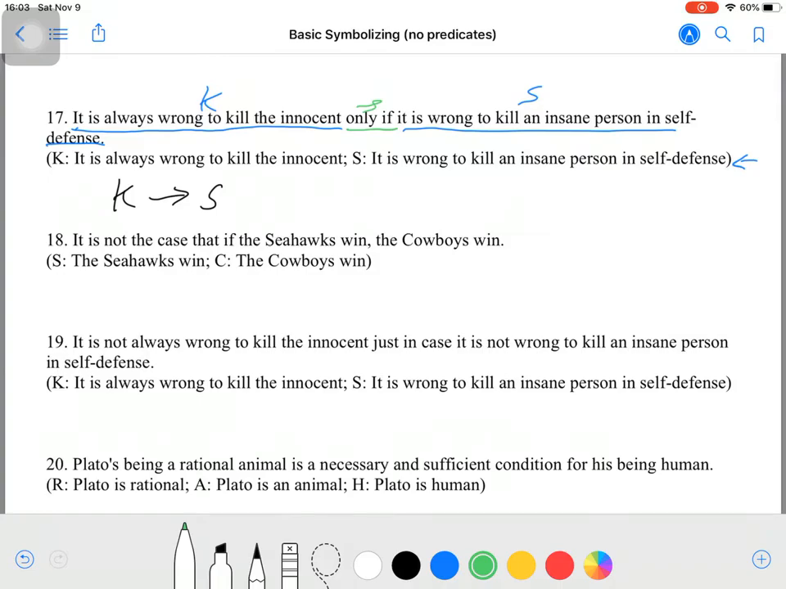Going on to 18. It is not the case that, we can also just note a bracket, because if you see it is not the case that, you know that thing itself is going to be a statement in and of itself. And then we have an if, and then we have an implied then. So if the Seahawks win, S, then the Cowboys win, C. So if the Seahawks win, then the Cowboys win, and it's not the case that that's true.